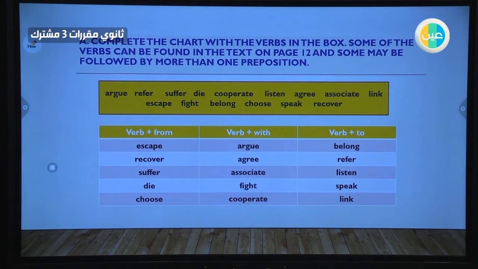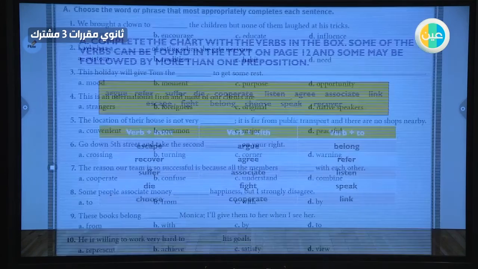Also, we discussed many vocabulary items, British and American vocabulary and so on. Here is a kind of verb, and these verbs take a special preposition, maybe from, with, to. So let's look at the verbs that take "from". Usually I say escape from, recover from, suffer from. Verbs with "with": agree with, argue with. Verbs with "to": belong to, listen to, refer to, and other verbs.